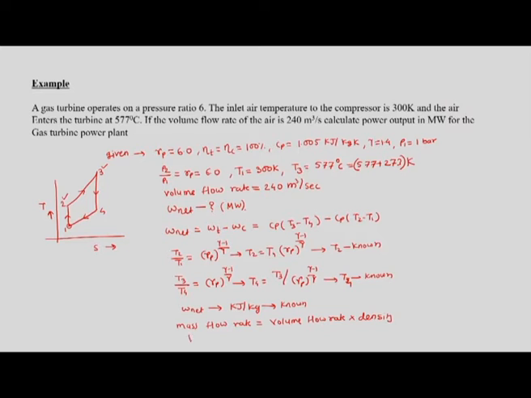flow rate. Then W net in megawatt is equal to W net in kilojoule per kg into mass flow rate, which is in kg per second. So this is how we can solve this example where we are supposed to find out the power output in megawatt. Having said this, we will see how the next example is.